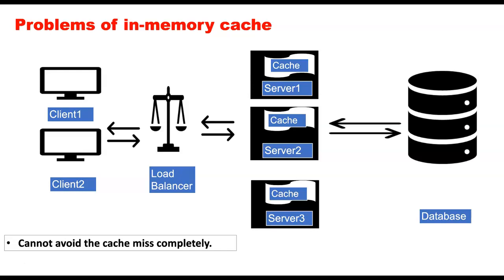And also one more problem: there is a high risk of data inconsistency. For example, if client 2 tries to update the information which is stored in the cache, the load balancer redirects that request to server 2 again. Server 2 will update its cache as well as the database, but server 1 still holds the same stale data which was served previously. So that leads to data inconsistency between the various caches of the servers.